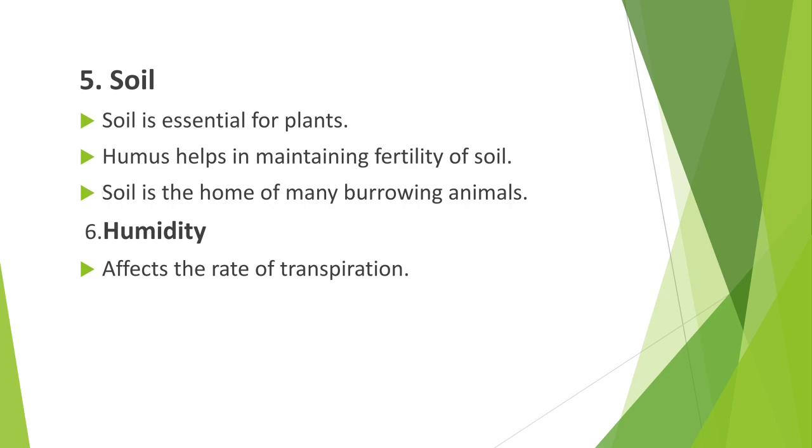Last one is humidity. Humidity and wind are the other two abiotic components or factors. How do they affect? Especially they affect transpiration. What is transpiration? The loss of water in the form of water vapor. This transpiration is reduced if the surrounding is humid. In the case of wind, transpiration increases with the velocity of the wind.